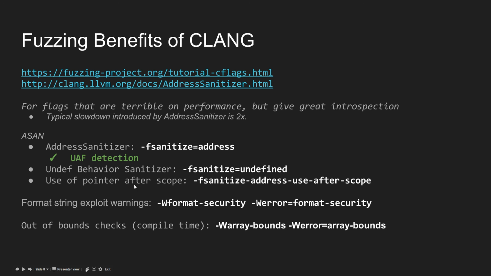And the detection of use of a pointer after scope is similar to ASan's use-after-free detection, and that is enabled by -fsanitize-address-use-after-scope. That would be distinct from use-after-free for the case where you have a local variable, you're returning the value of a function through it, and then once it returns, that stack space is no longer protected. Hint, hint, that may be on one of the exams.